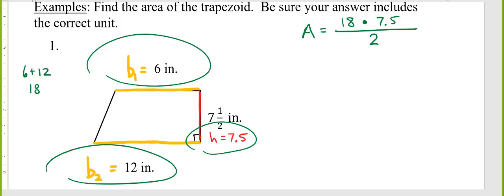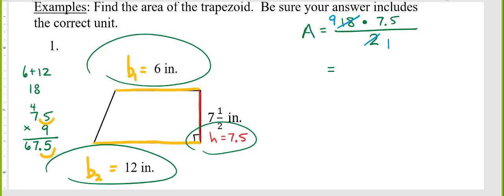Now, you can go do 18 times 7.5 first if you want to, or you can say 2 goes into 2 1 time, 2 goes into 18 9 times. Go simplify first. So you made your multiplication a little bit easier. What is 7.5 times 9? 9 times 5 is 45. 9 times 7 is 63. Plus 4 is 67. I have 1 decimal place, so move the decimal place over 1.